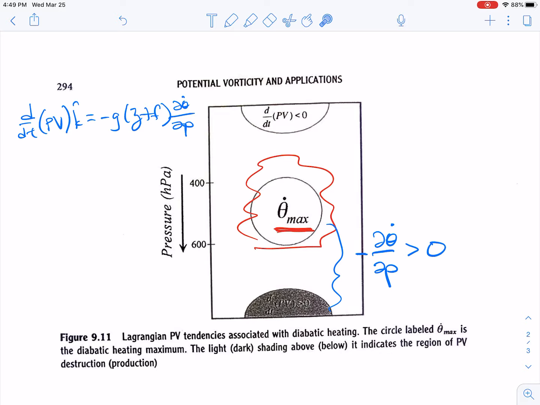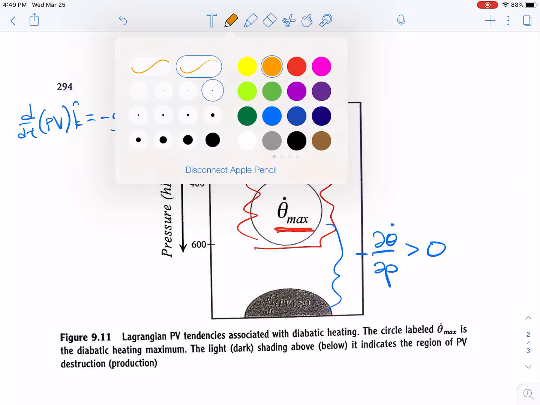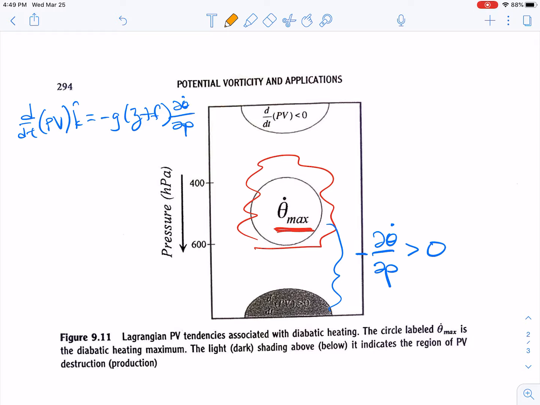That means we are going to generate PV below. And so in this area, down here, we have ddt of PV greater than 0. We are generating PV. We can potentially generate more positive theta anomaly as a result of this diabatic heating process and the fact that it can physically change our PV situation.